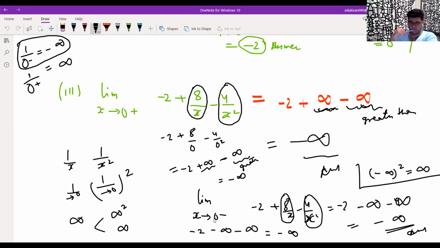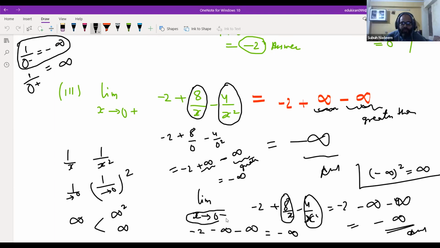So 8 by infinity will become 0, right? 8 by 0 it is, no? X is approaching 0 minus. 8 by 0 will become infinity, but it will be minus infinity because it is 0 minus. If you take a reciprocal of a very, very small value, it will be a very, very large value. That is what it is saying.